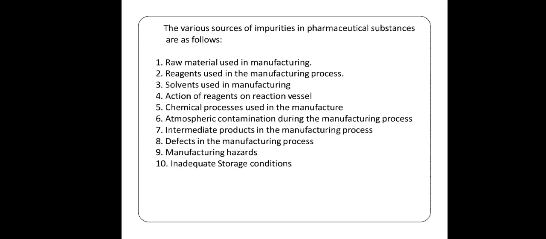Then seventh is intermediate product in manufacturing process. So there are some intermediates which are produced during the manufacturing process, and sometimes this intermediate may be carried through to the final product as impurities.